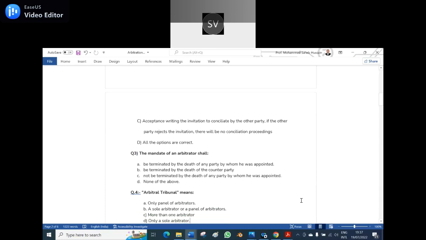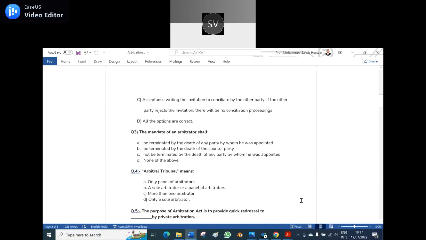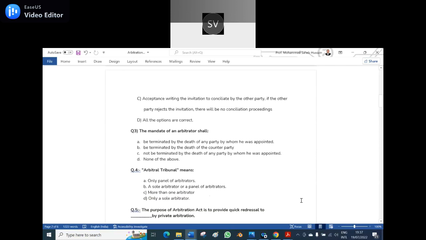The next question. Arbitral tribunal means option A, only panel of arbitrators. Option B, the sole arbitrator or a panel of arbitrators. Option C, more than one arbitrator. Option D, only a sole arbitrator. More than one arbitrator, option C. I think there will be only one arbitrator. I think D is the correct answer. There can be a panel of arbitrators also. Option B, both a sole arbitrator or a panel of arbitrators.